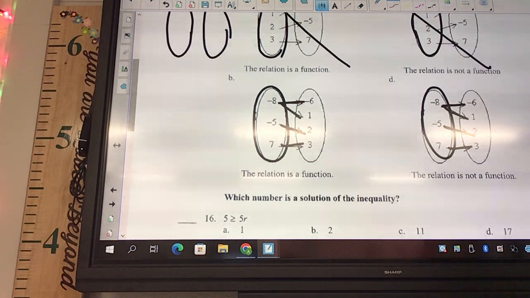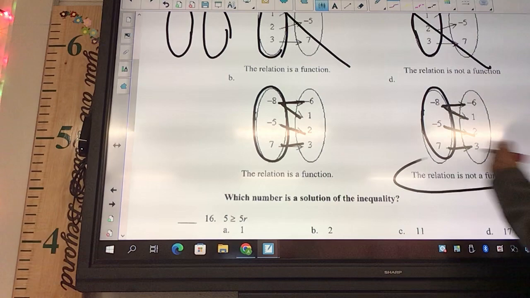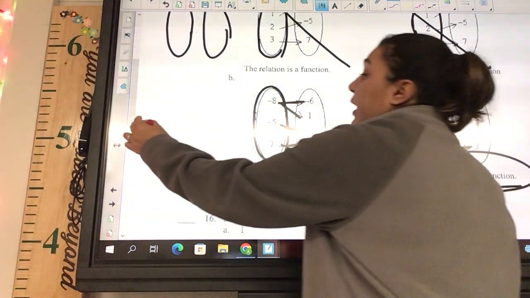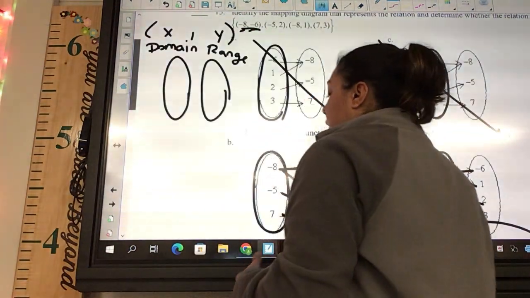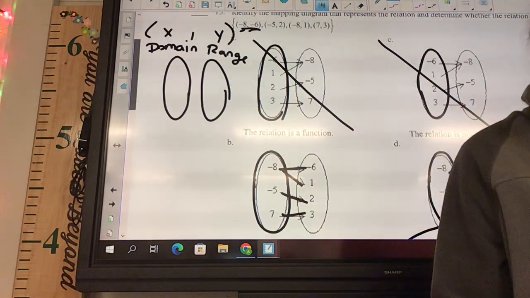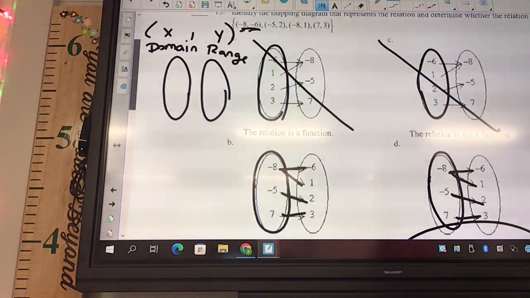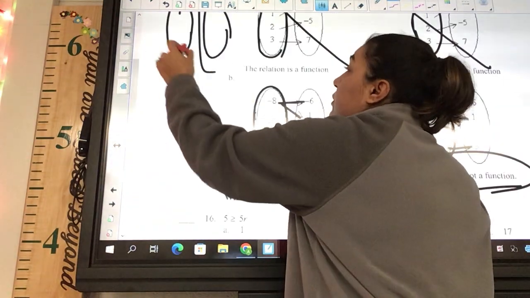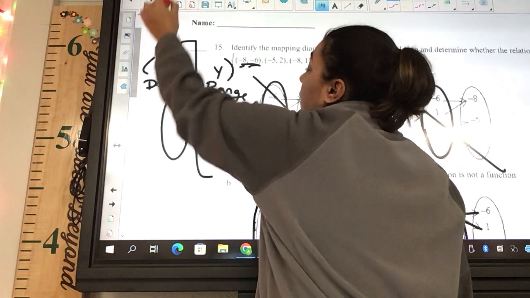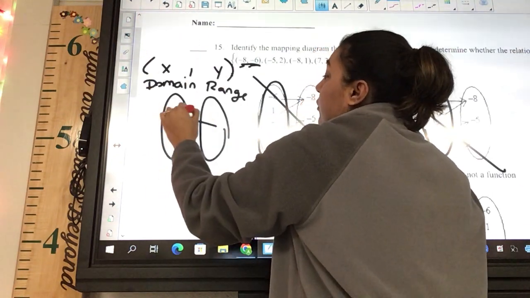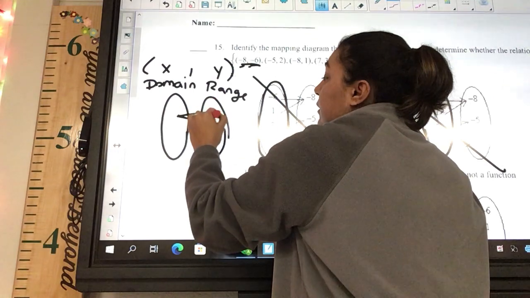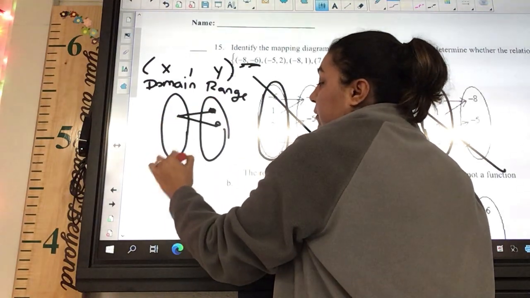Is it a function or not? That's the only difference. So is it a function? No. Why not? Because the -8. Yeah, so we can only have one arrow from each x. So if there's 2 arrows coming from this x, it's not a function.